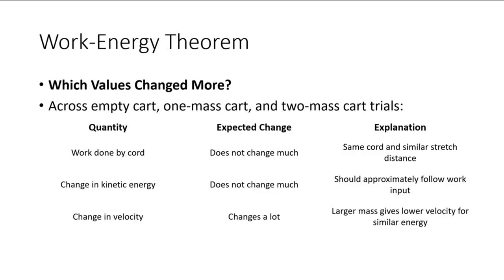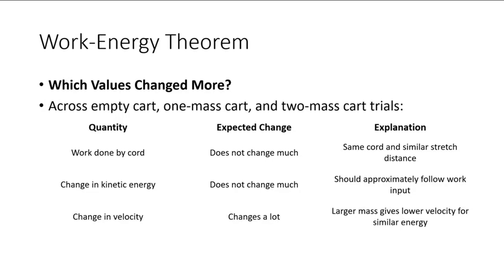Okay? However, the change in velocity is expected to change a lot because the larger mass gives a lower velocity for similar amounts of energy. Okay? Similar work does not automatically mean similar velocity. Please remember that. That is one of the most important points of this experiment. Are we clear with that? Can I get a thumbs up, guys, if everything is clear so far?